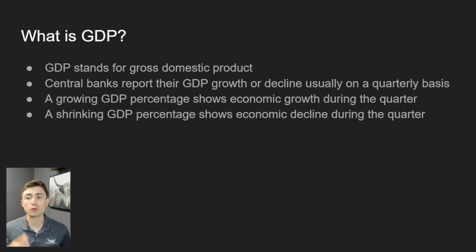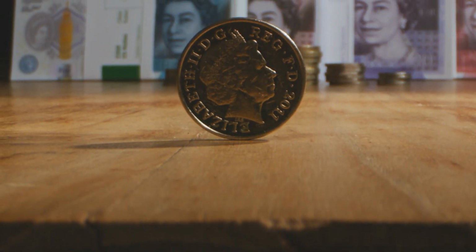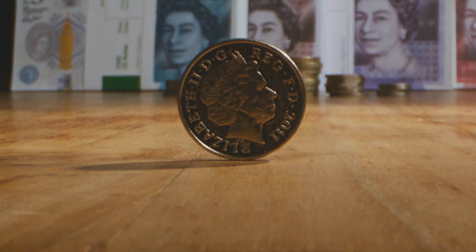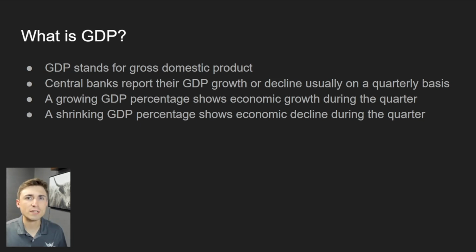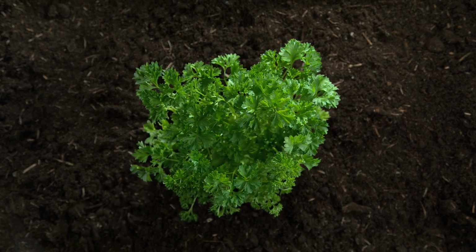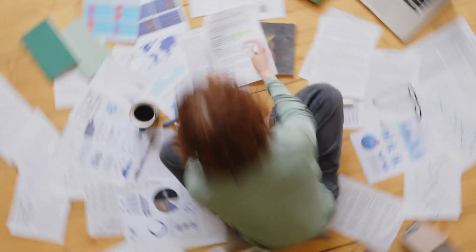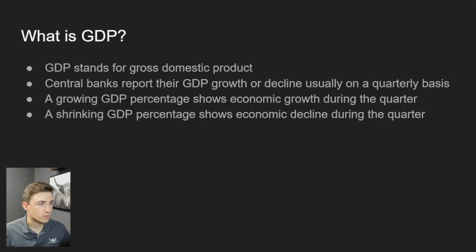GDP stands for Gross Domestic Product, and central banks report their GDP growth or decline usually on a quarterly basis. An easy way to think about this is GDP growth is basically the economy's growth or decline. Is the economy growing, things are booming, or are things declining or busting and not going very well for any country? So whether you're talking about Germany, South Africa, the USA, Mexico, whatever country you're talking about, they all have, of course, their growth or their decline.